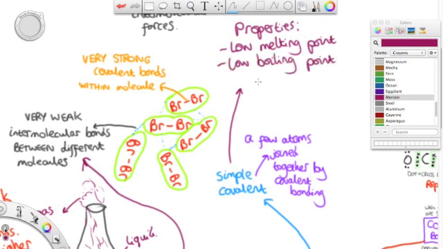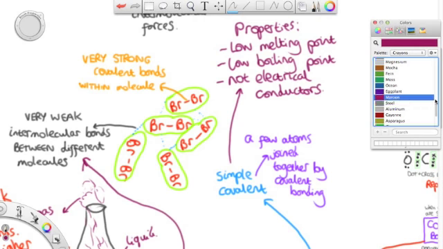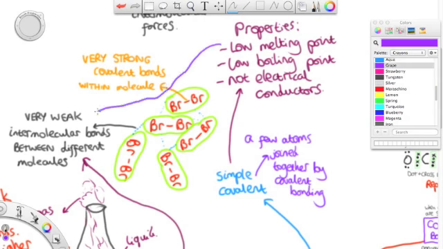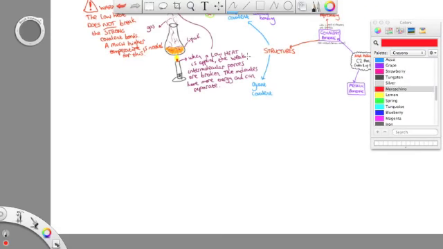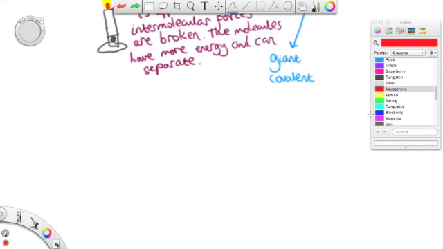So, simple covalent structures have low melting points and low boiling points. They do not conduct electricity. And the reason why they have low melting and boiling points is because of those really weak intermolecular bonds between separate molecules, which can easily be broken with low heat. And there's also no charge on those molecules, which means they cannot conduct electricity. They're not positive or negative.